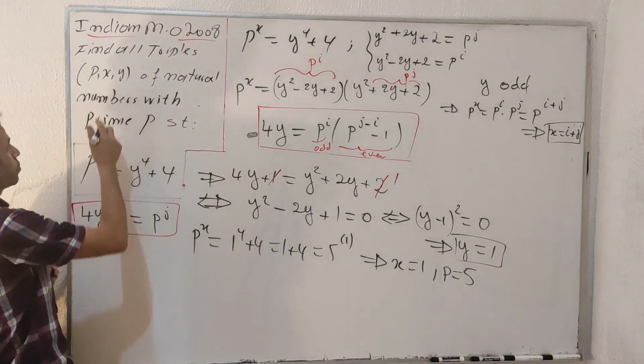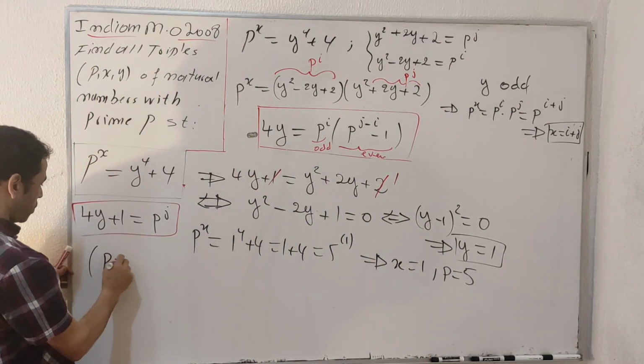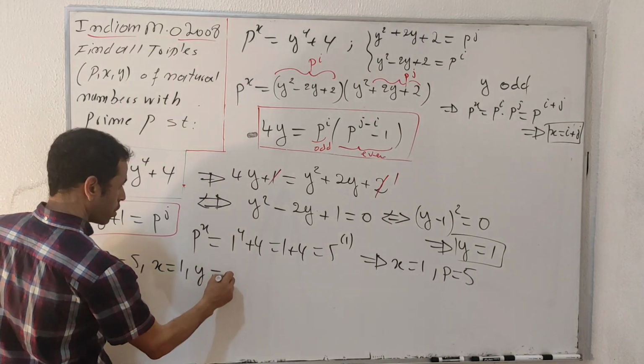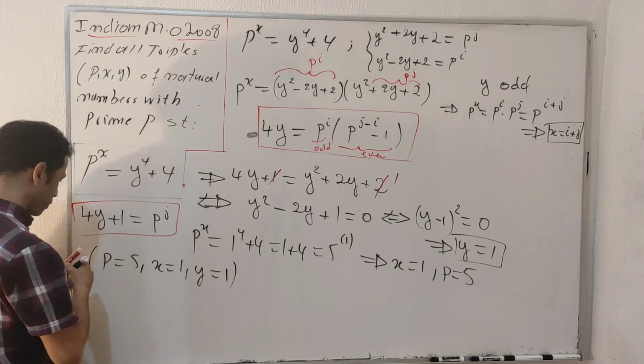Now we have determined the triple: p equals 5 and x equals 1 and y equals 1, okay. So I have done with this problem.